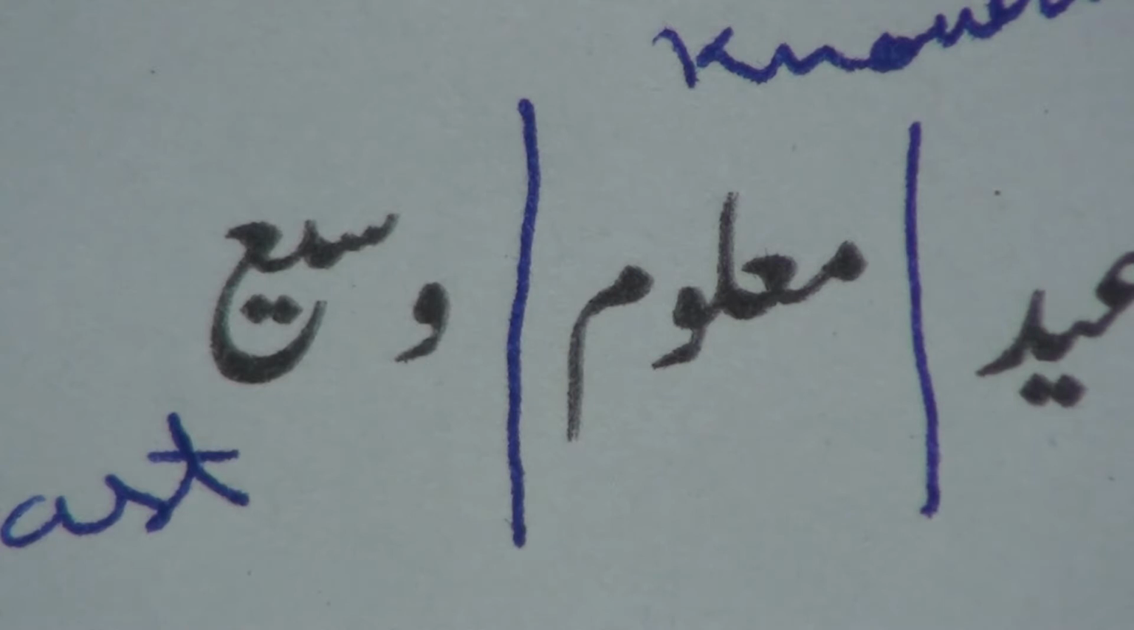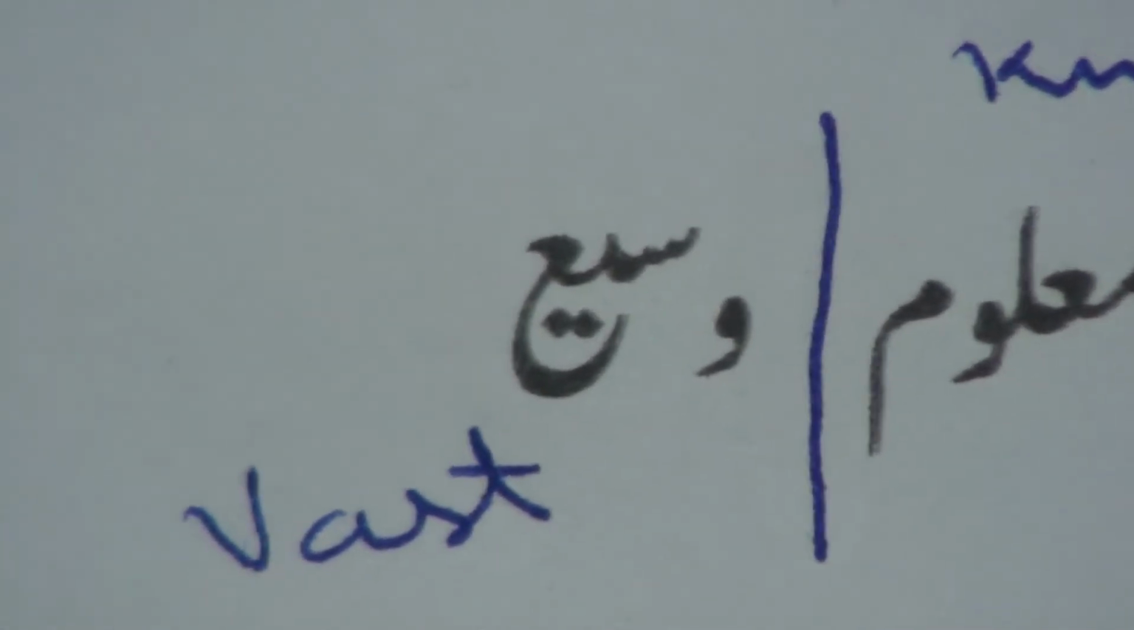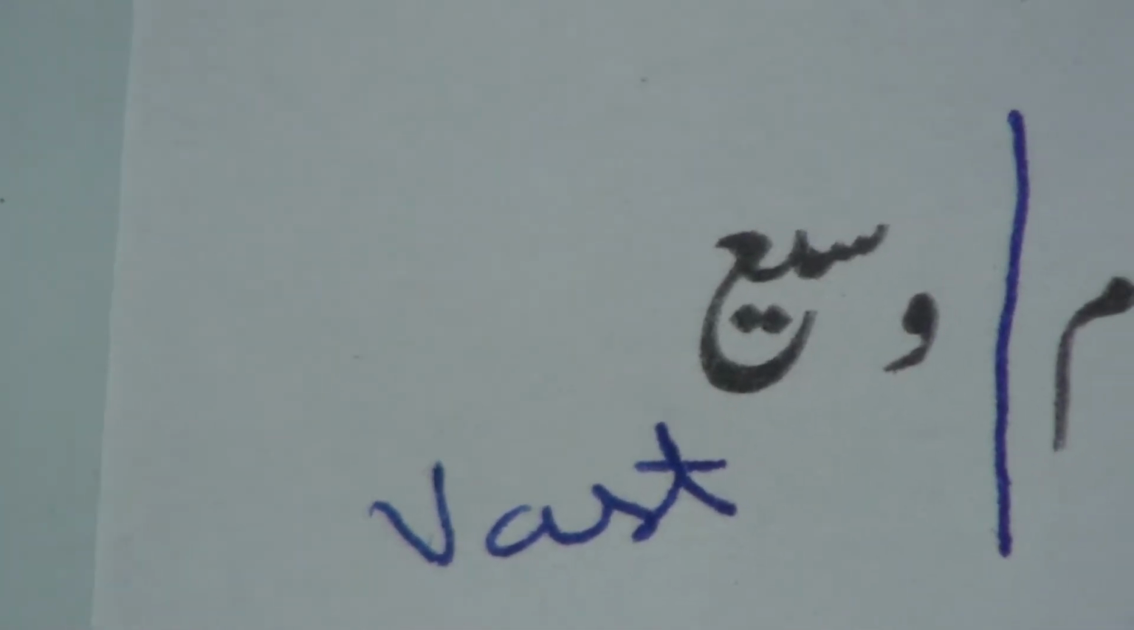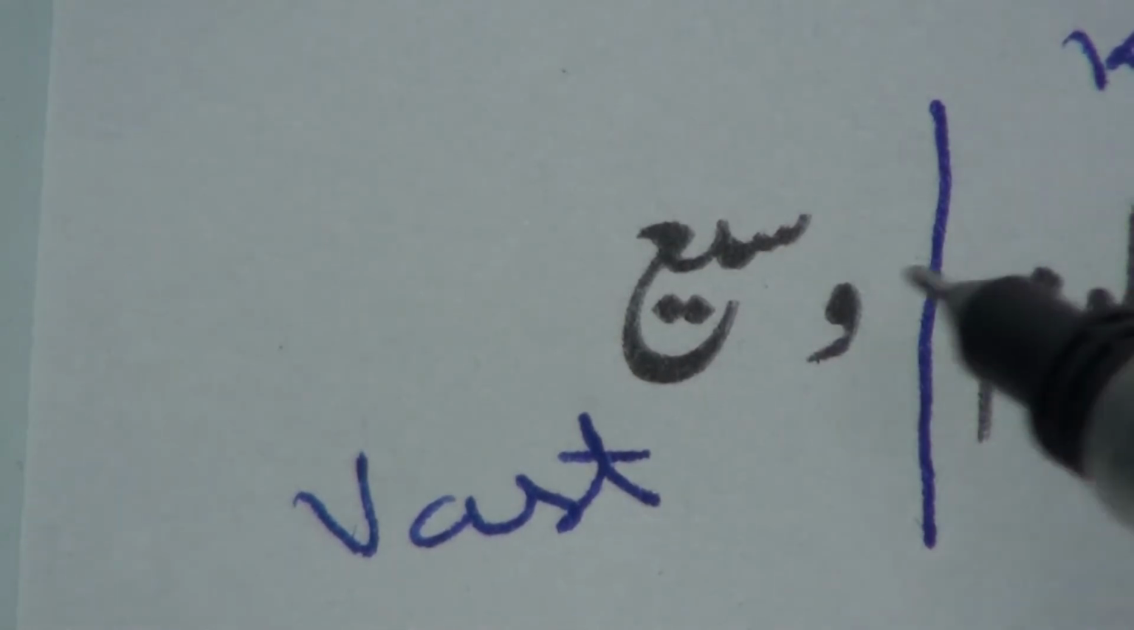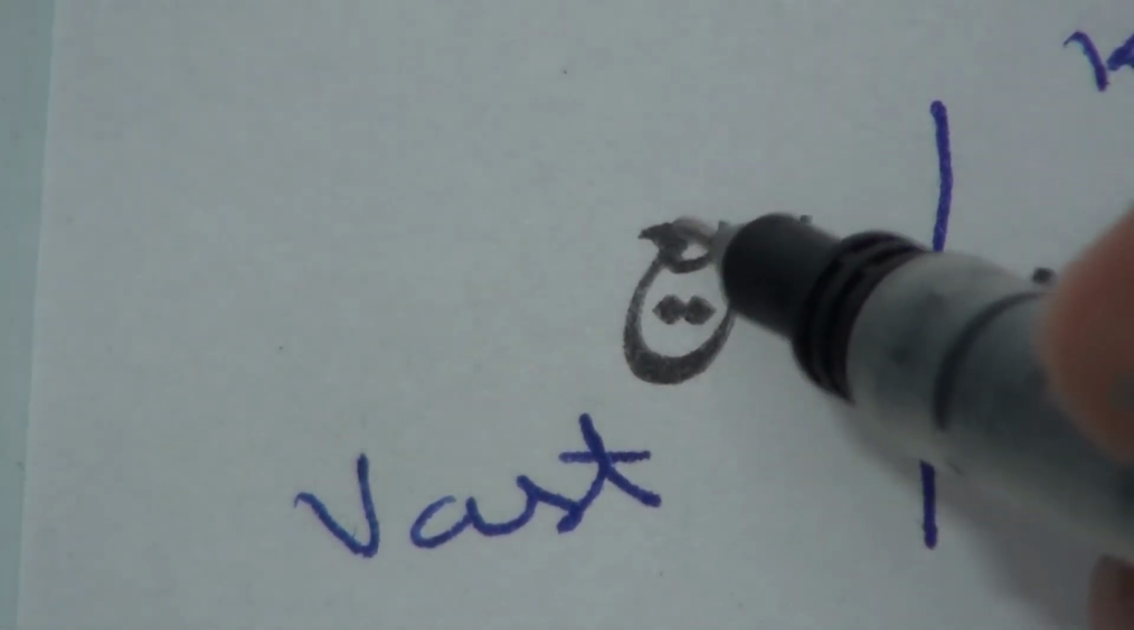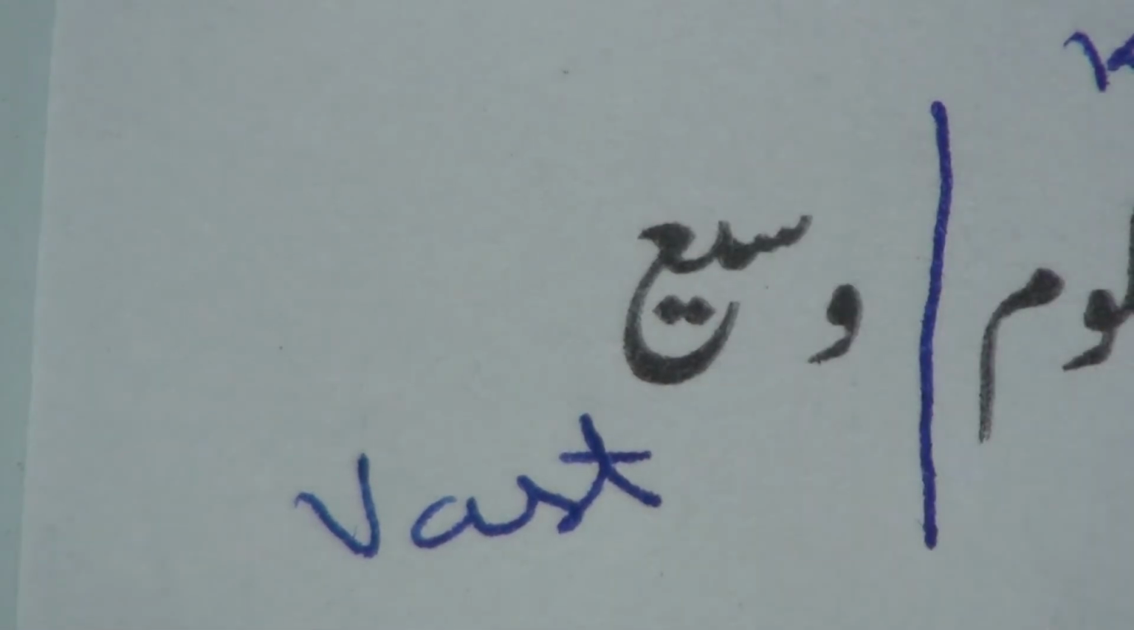And when Ayn is at the end of a word, here it is Wasi: waw, sin, ye, and Ayn. Wasi. Wasi means vast.